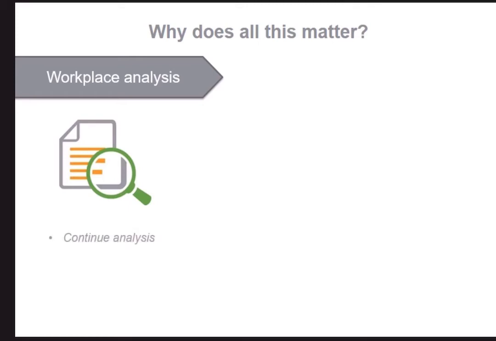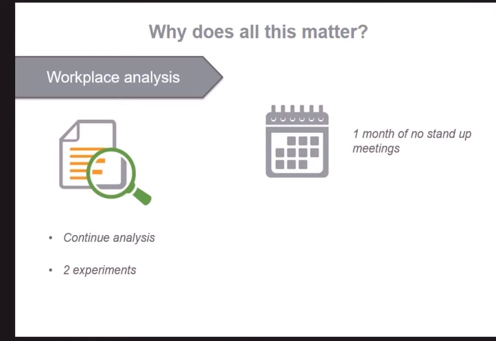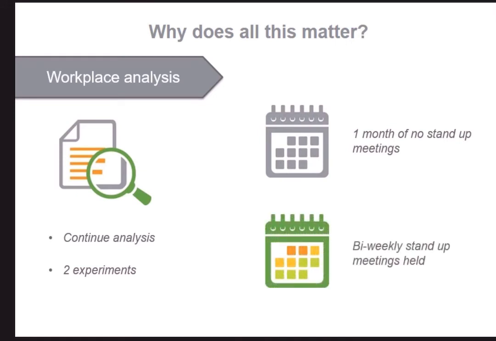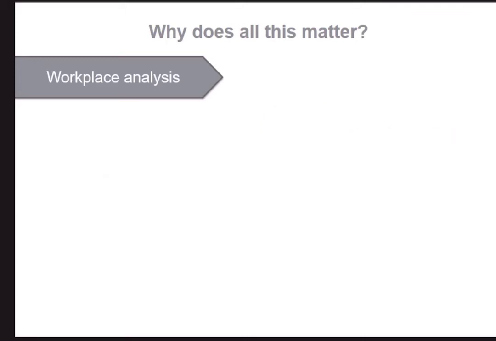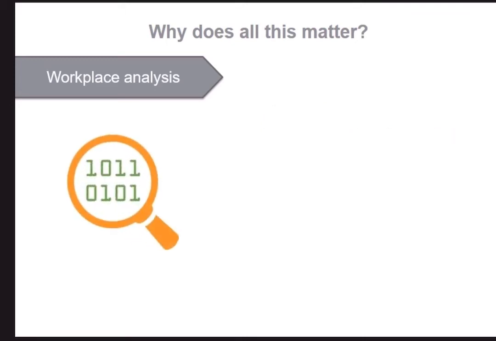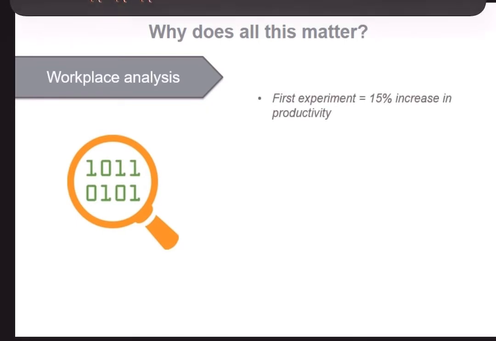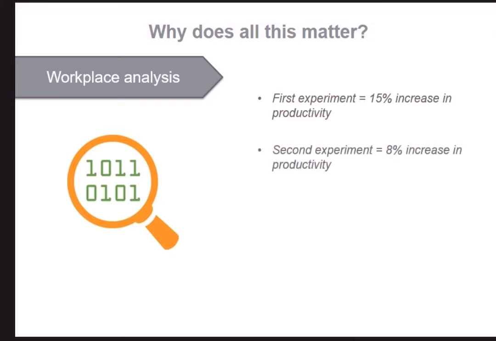Your boss asks you to keep monitoring productivity and decides to run 2 experiments. In the first experiment, your boss decides to not hold the stand-up for a month and to monitor the results. The second experiment is to hold the meeting twice a week for a month and see the results. After both experiments are complete, you give the data to your boss and your boss can't believe it. The first experiment, where no stand-up meetings were held, actually showed an increase of productivity of 15%. The second experiment, where 2 meetings were held each week, showed a productivity increase of 8%. Your boss is wondering why this is.